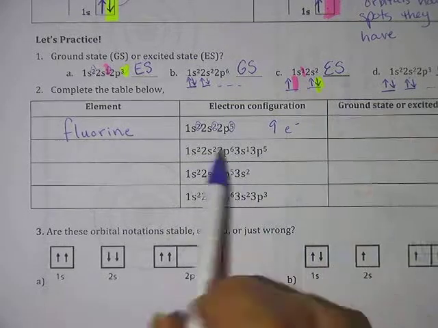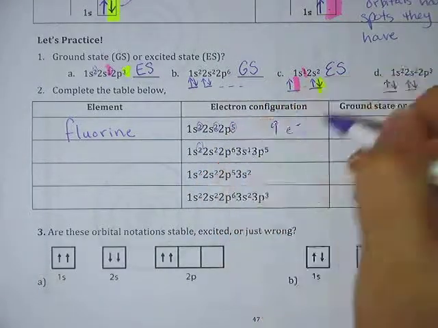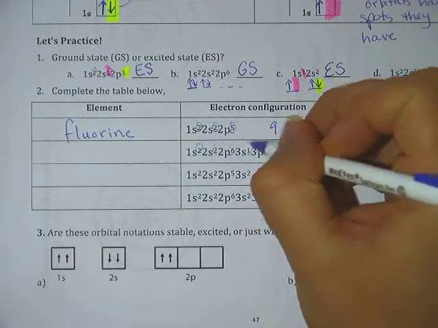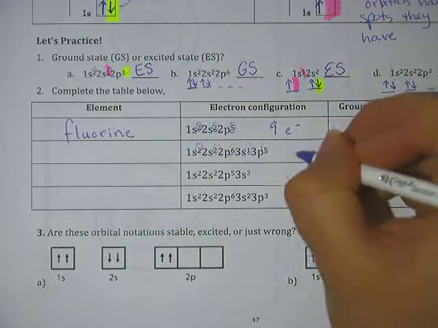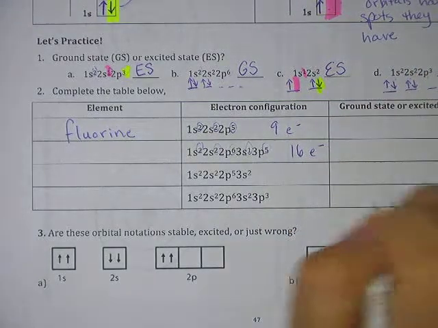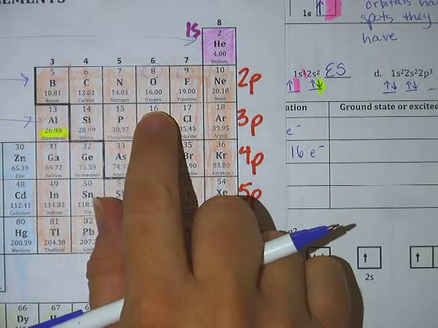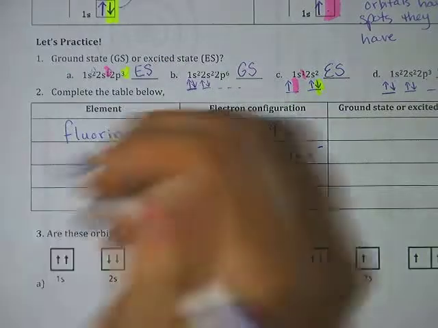Or, we could do the next one. 2 plus 2 is 4, plus 6 is 10, plus 1 is 11, plus 5 is 16 electrons. And if you go look at your periodic table, 16 electrons, element number 16 is sulfur.